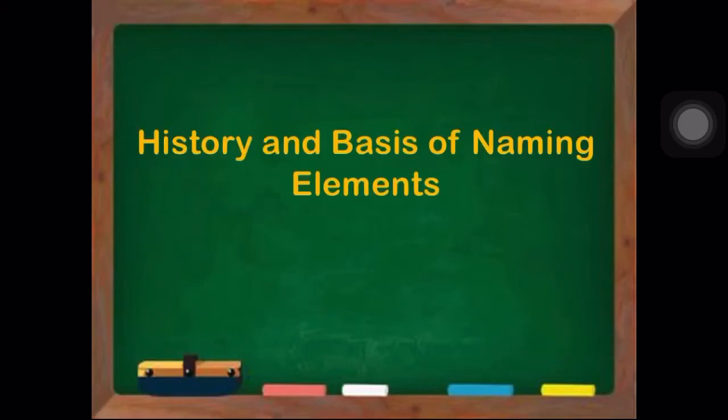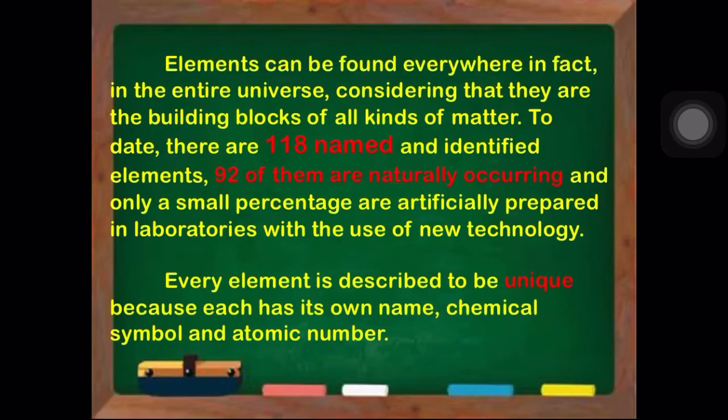Good day, learners! In this video lesson, we're going to discover the history and basis of naming elements. Elements can be found everywhere, in fact, in the entire universe, considering that they are the building blocks of all kinds of matter. To date, there are 118 named and identified elements, and 92 of them are naturally occurring, and only a small percentage are artificially prepared in the laboratories with the use of a new technology.